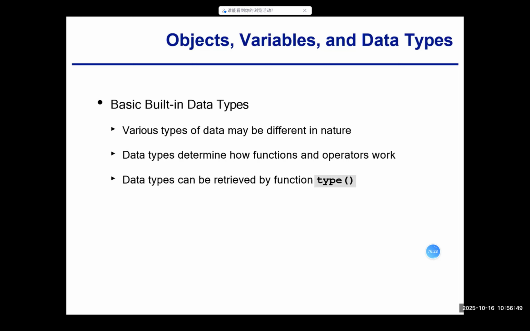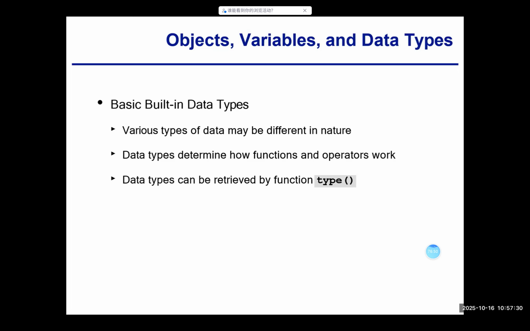Objects, for example the variables we define, all have their own data types. Depending on different data types, they will work totally differently. For example, when we do mathematical computation, we should expect the data type to be numerical. You can always check the data type of a certain object by using the function type. Within the parentheses, you just put in the object or variable.